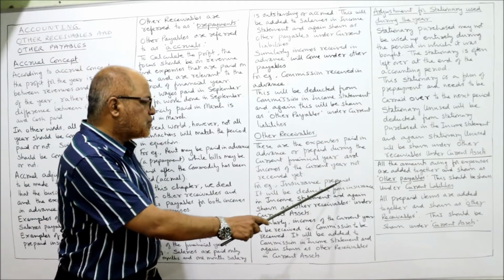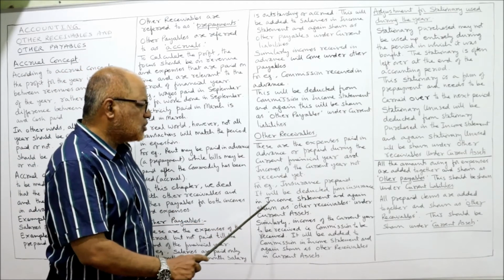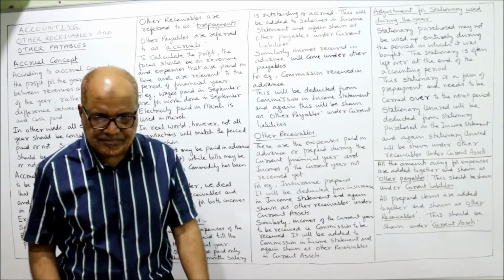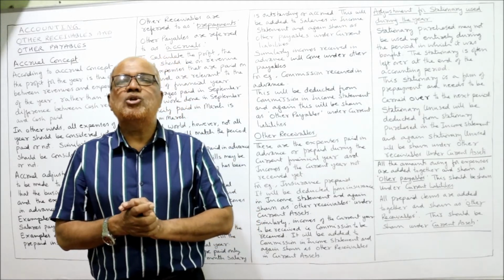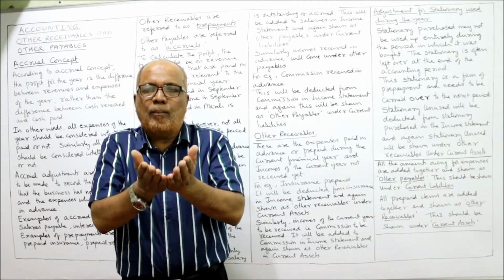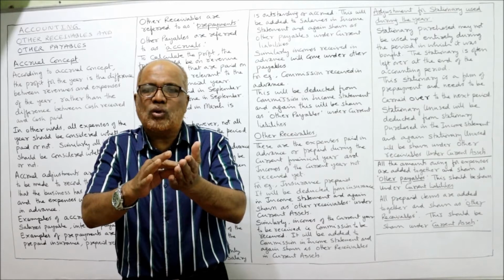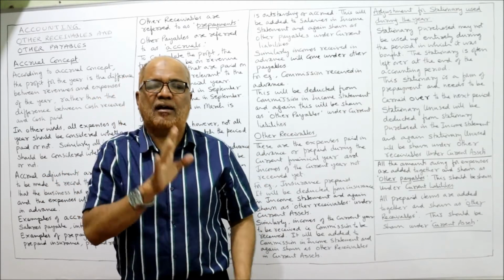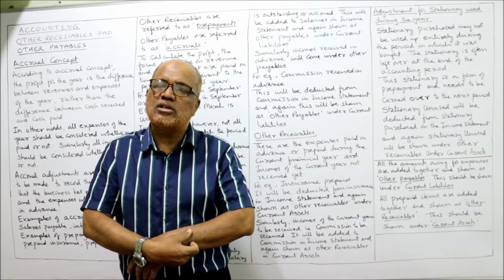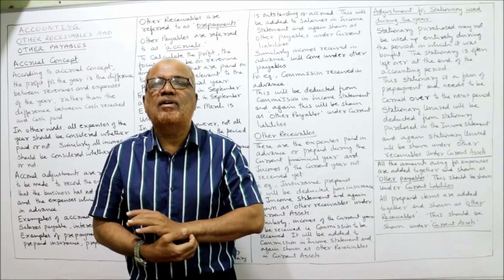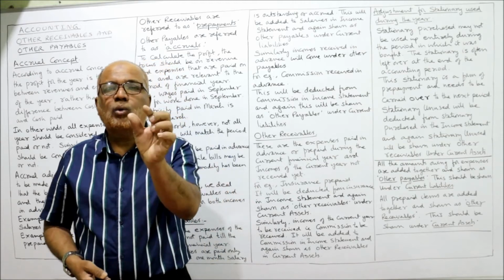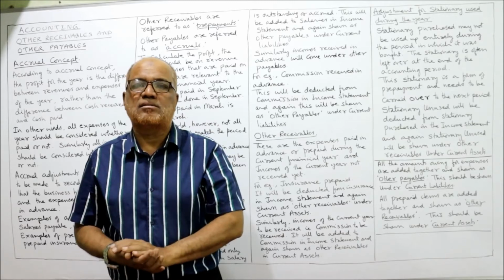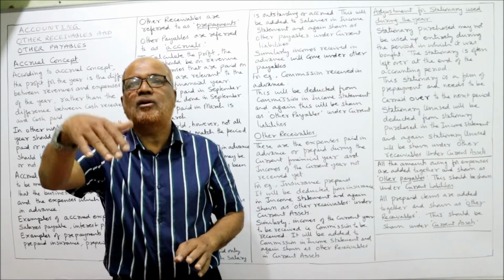For example, insurance prepaid will be deducted from insurance in the income statement and again shown as other receivable under current assets. When you open the ledger of the insurance account, you will see total insurance paid during the year is 1 lakh rupees. But in the adjustment it is given that out of 1 lakh, 20,000 rupees insurance is paid in advance. It does not relate to the current year, it will relate to the next year.